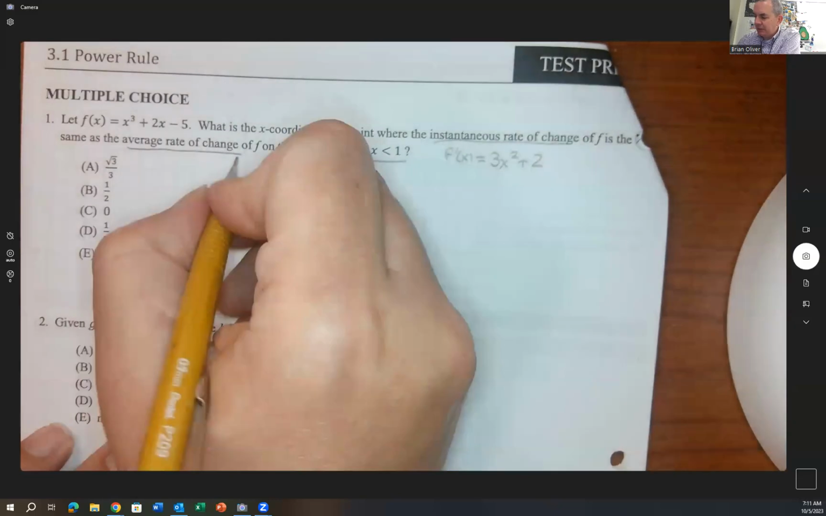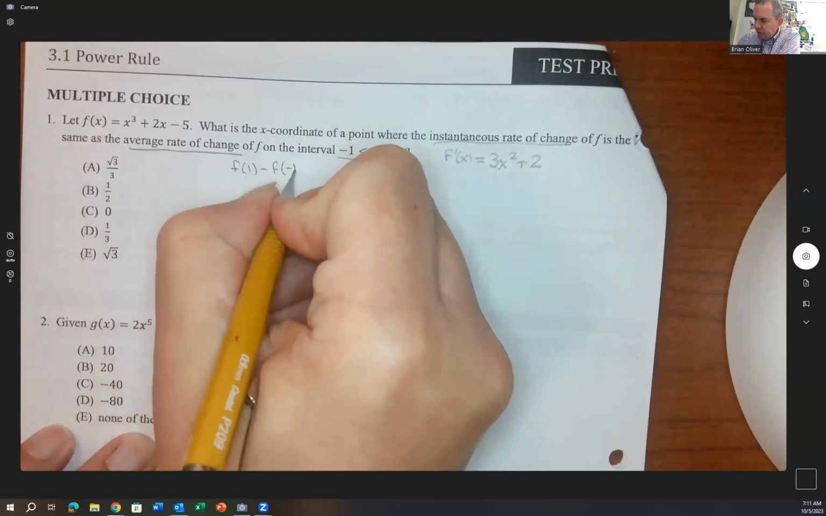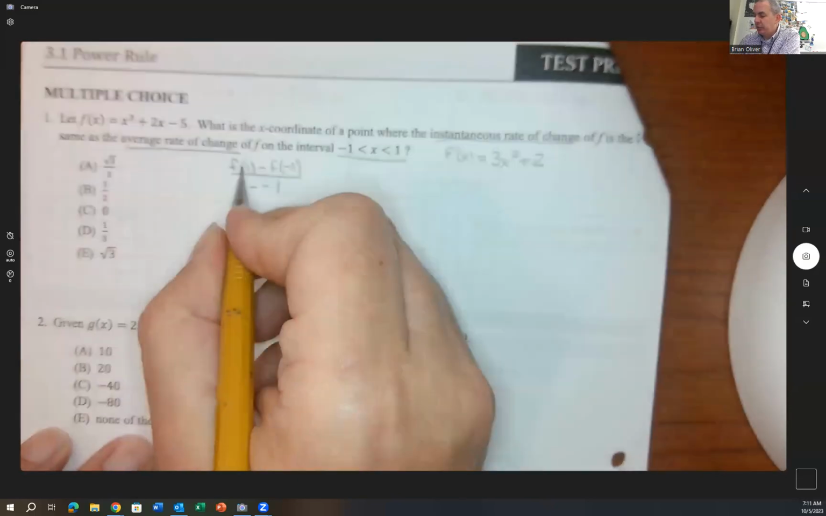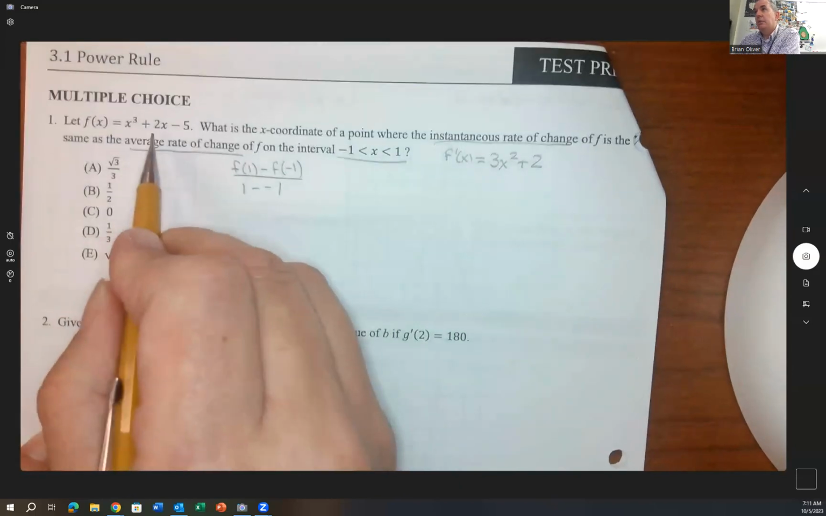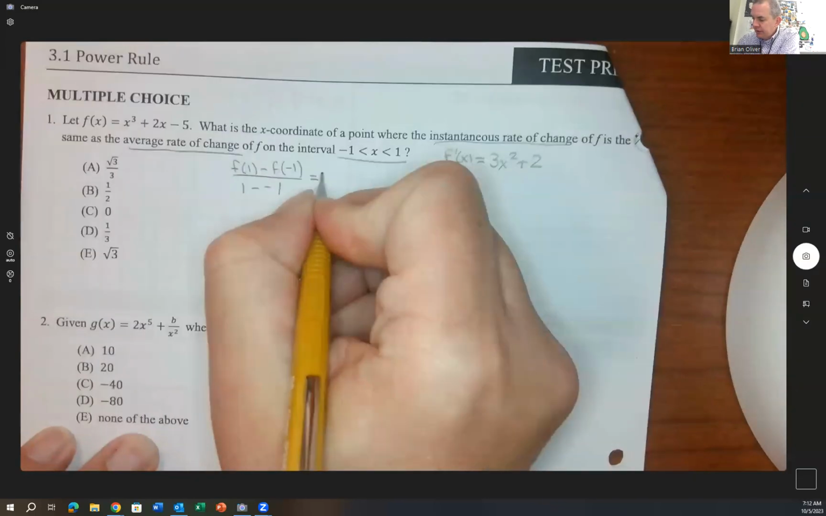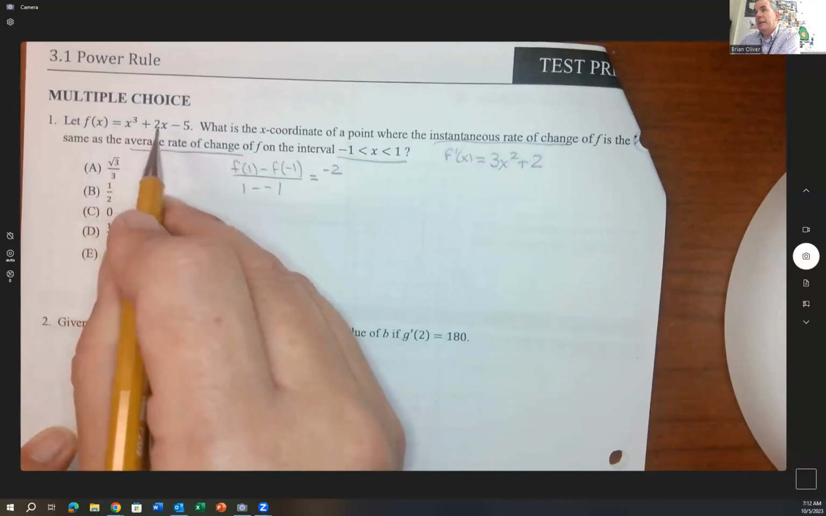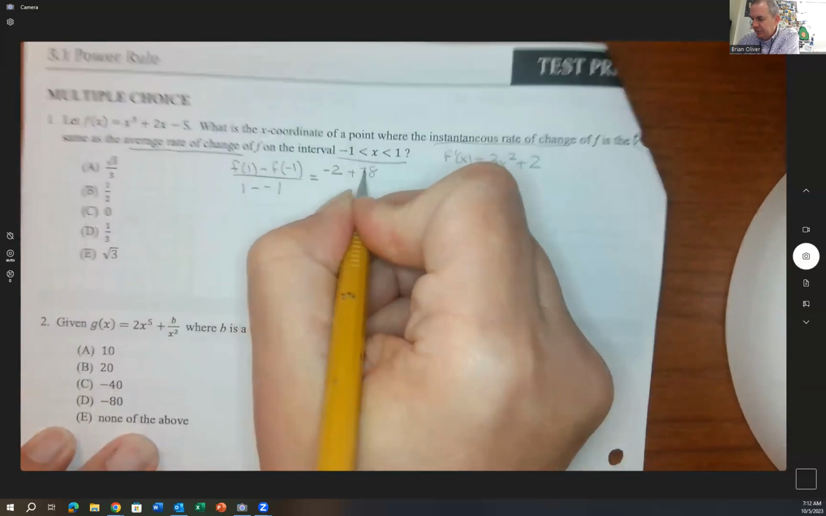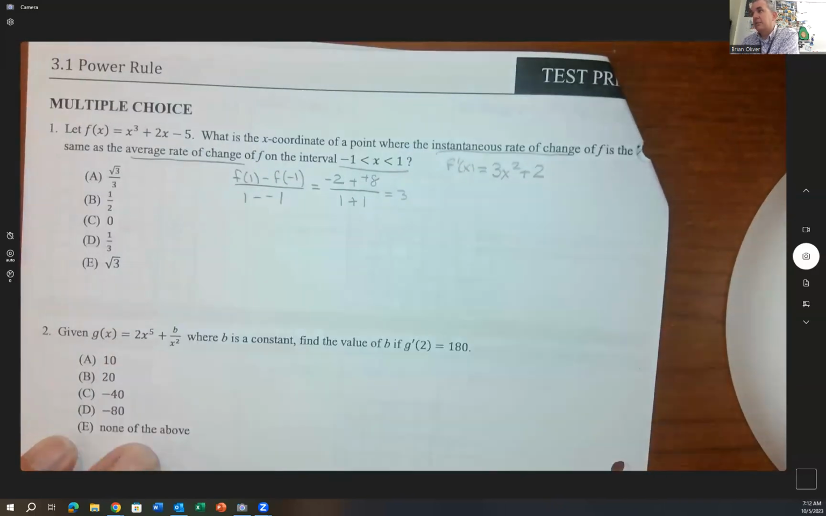Well, that's f of b minus f of a. The average rate of change is that. So that's going to be f of 1 minus f of -1 over 1 minus -1. To figure out f of 1, we plug 1 into this equation. So 1 cubed is 1, plus 2 times 1 is 2, 1 plus 2 is 3, 3 minus 5 is -2. So that's -2. We plug in -1. -1 cubed is -1, minus 2, minus 5, that becomes -8. So that's -2 plus 8 over 1 plus 1. That gives me the answer of 6 over 2, which is 3.